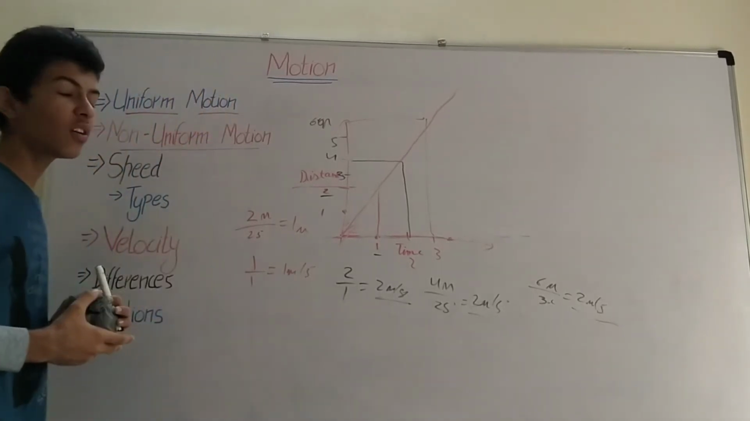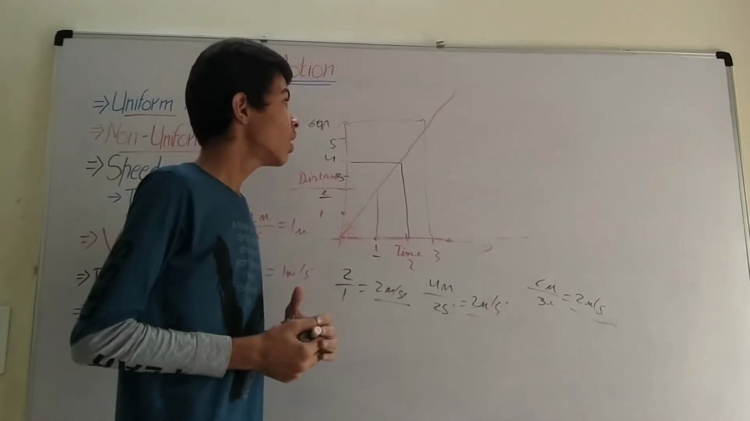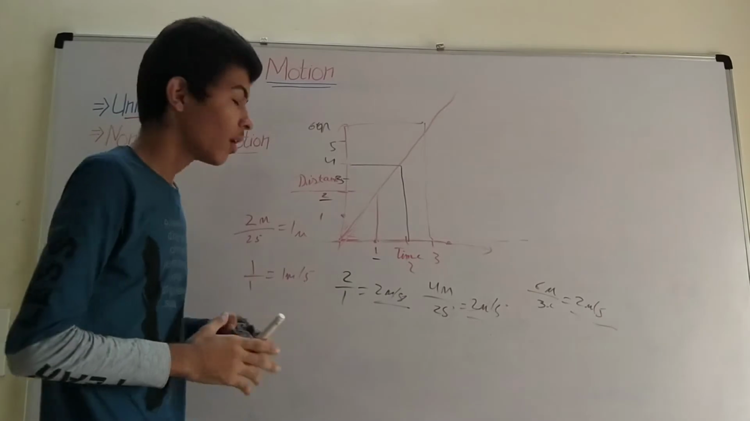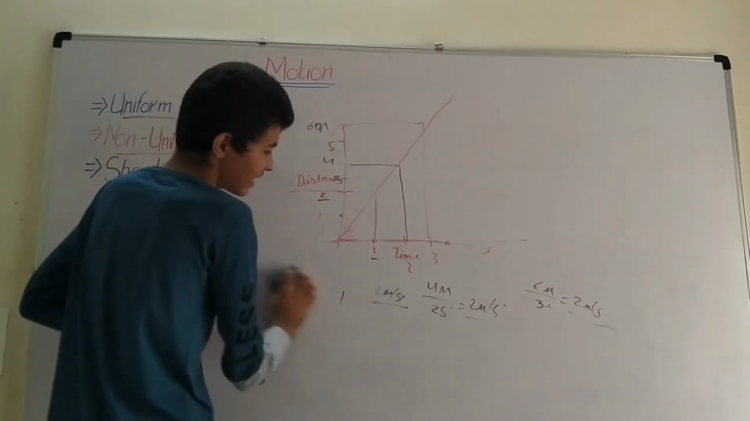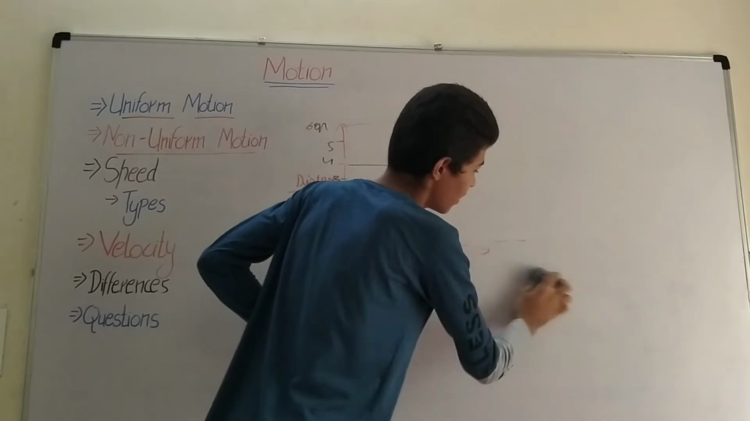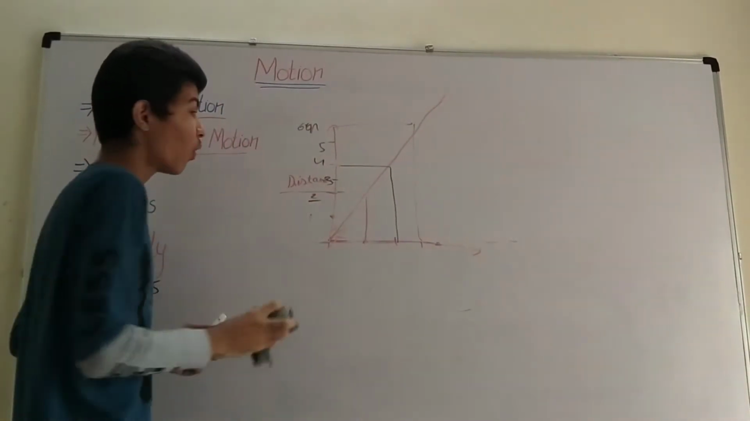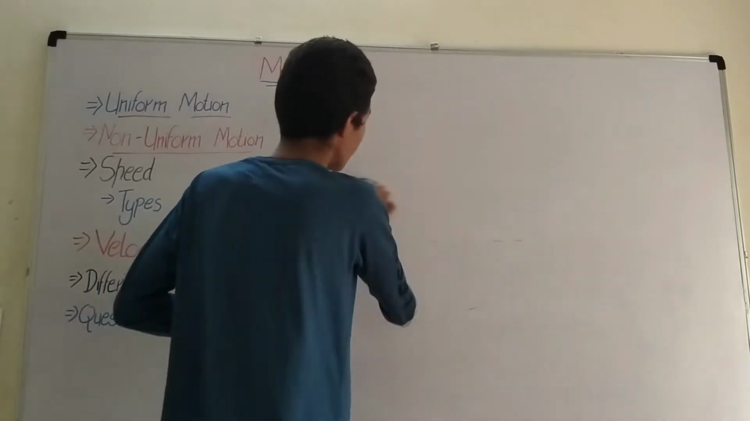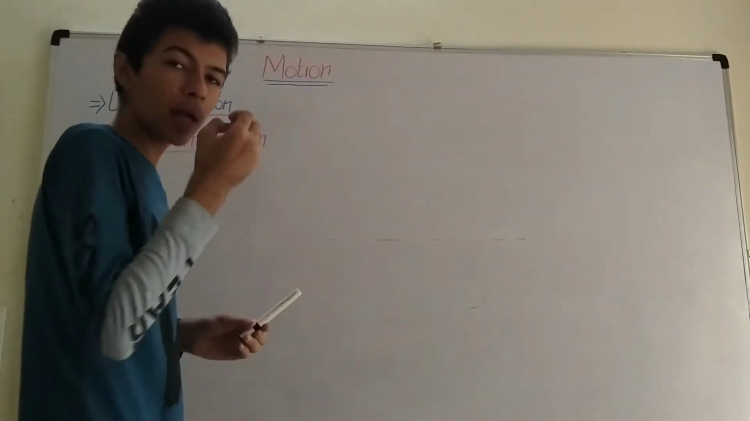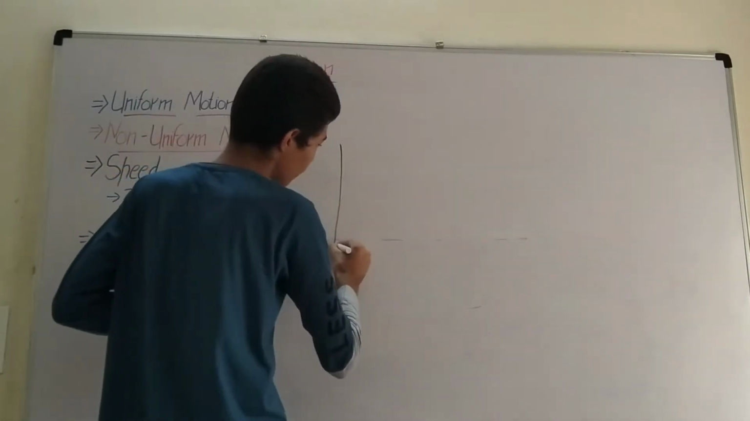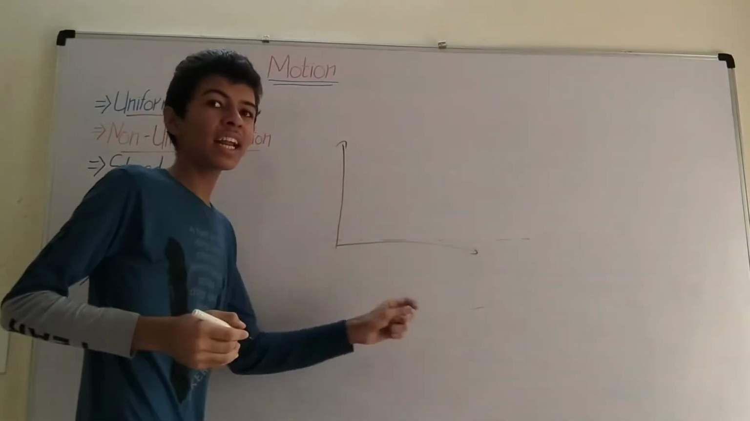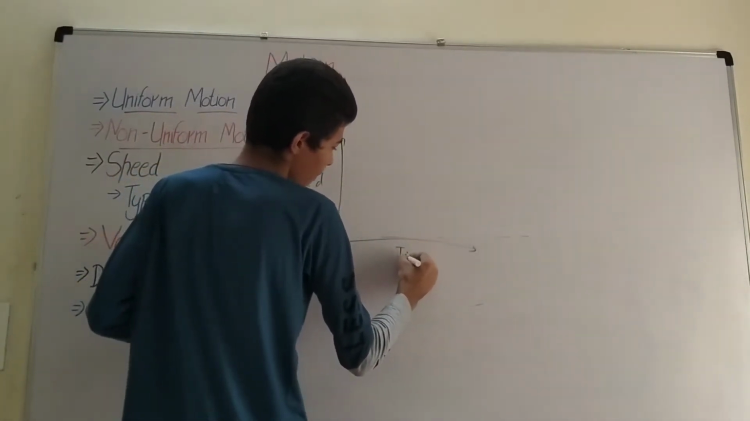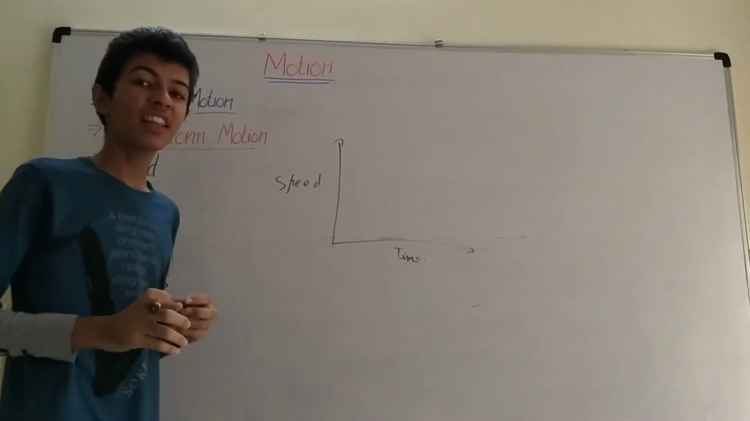So have you seen the similarity between all of these graphs? The graph form is always straight in the distance time graph. Now what if I tell you, instead of making the distance and time graph, let's make the speed and time graph. Speed and time graph, in this what would happen?